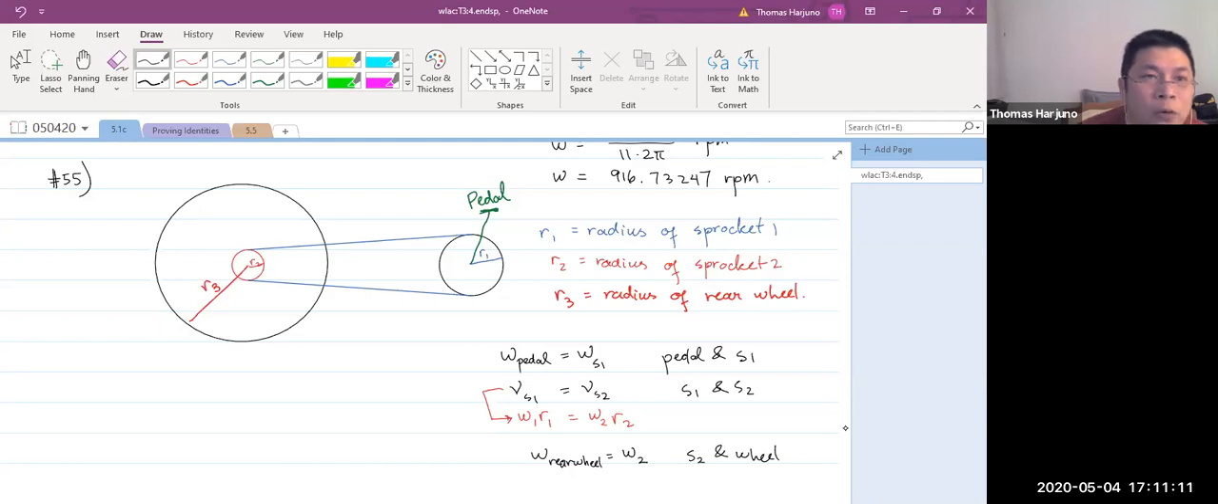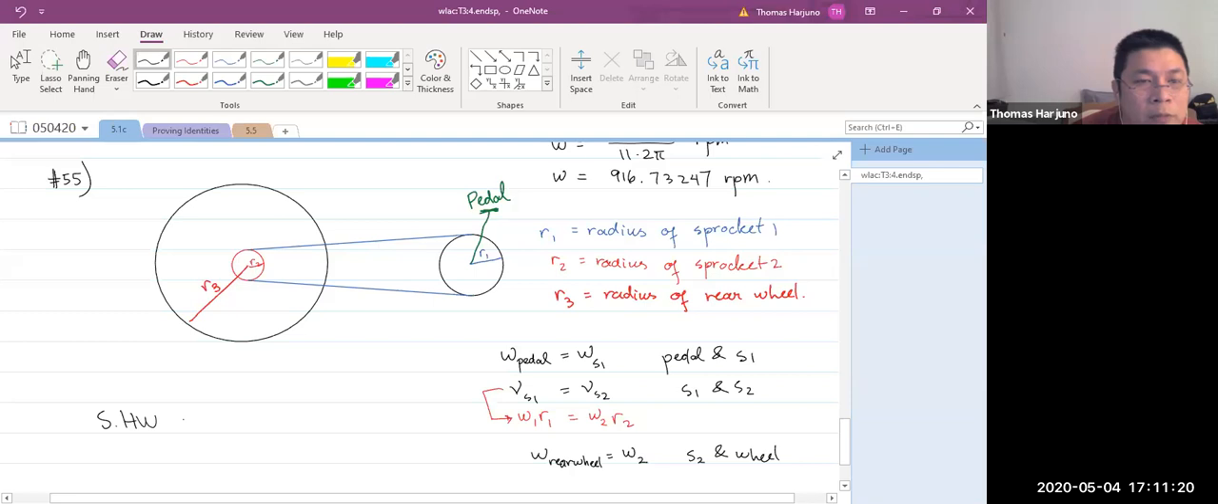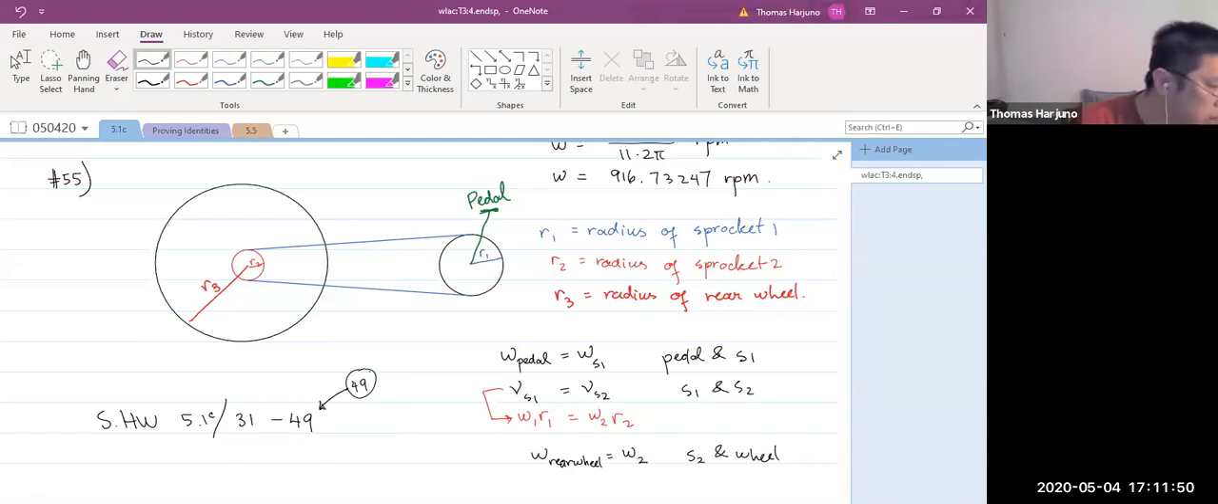Now that's it for this section 5.1c. The suggested homework from 5.1c will be number 31 to number 49. Number 49 is an interesting question though. Yeah, try to think about it. When I say try to think about it, it doesn't mean I will definitely ask that question. No, simply because that's something we saw in the past.